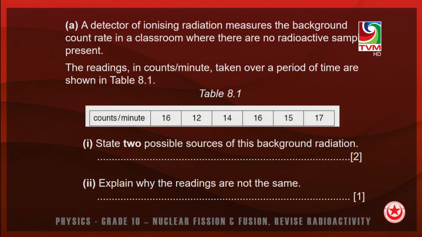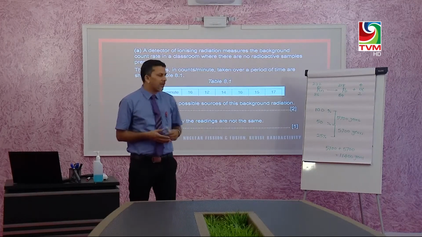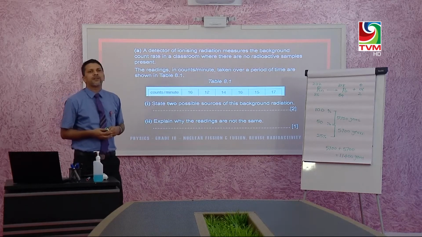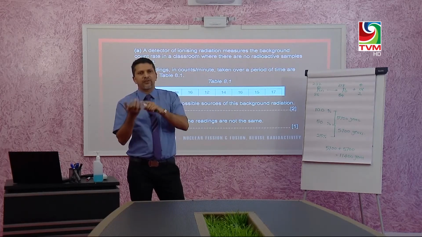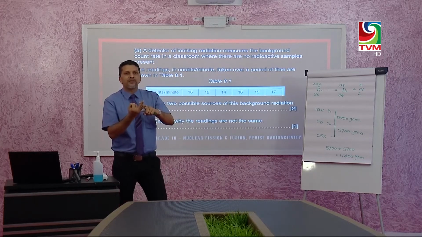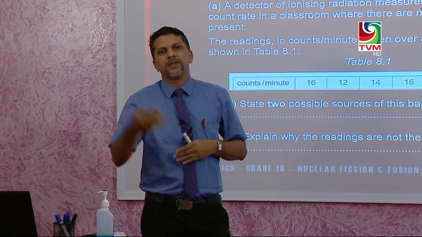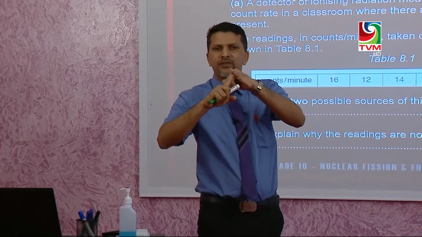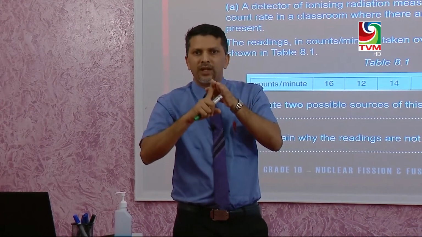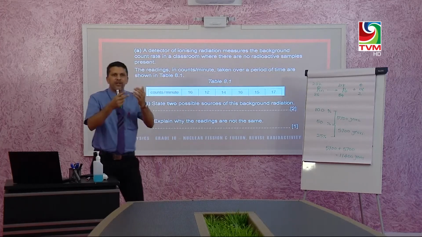We know this is background radiation because there is no radioactive source. We got 16, 12, 14, 16, 15, 17 counts per minute. So the first question: state two possible sources of background radiation. This was already discussed in the previous class. The main sources of background radiation are rocks, cosmic rays, radon gas, nuclear waste, medicines, food, like that. There are a lot of sources. From that, any two you can write here.